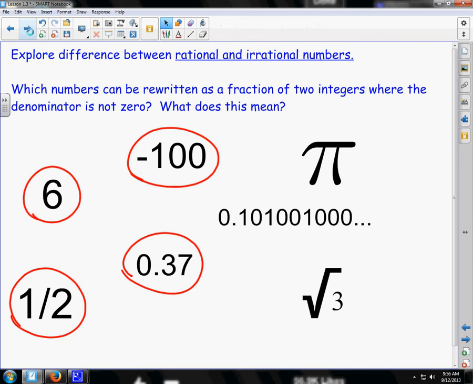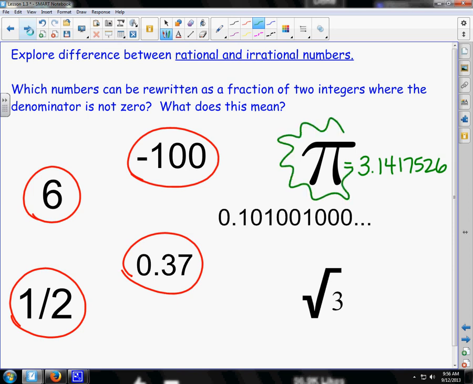Now, if I look at pi and I wrote it out, 3.1417526, I'm totally guessing. That is irrational because it has no pattern. So this is irrational. Now this one looks like it has a pattern, 0.101000100. It does have a pattern, however, it's not the same pattern. If it was 0.10101010, that would be rational. However, it's not. So that is irrational.